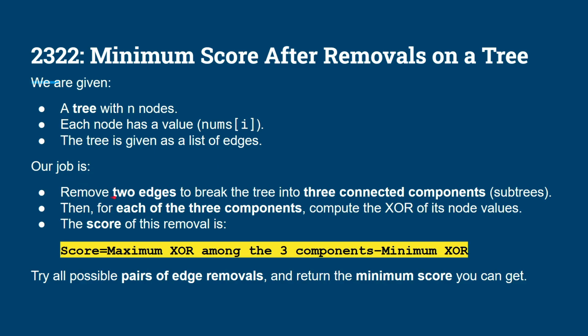Our job is to remove 2 edges to break the tree into 3 connected components, that is, subtrees. Then for each of the 3 components, we have to compute the XOR of its node values. The score of the removal is the maximum XOR among the 3 components minus the minimum XOR, right? So we will try all the possible pairs of edge removals and then return the minimum score you can get, right?